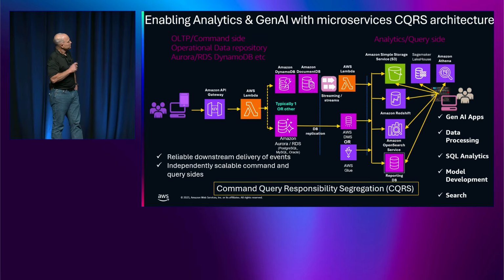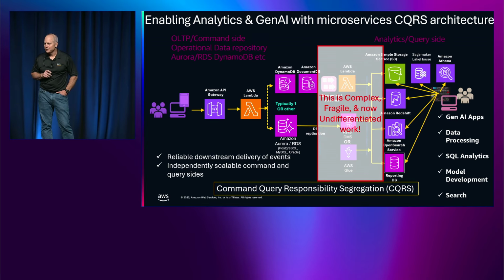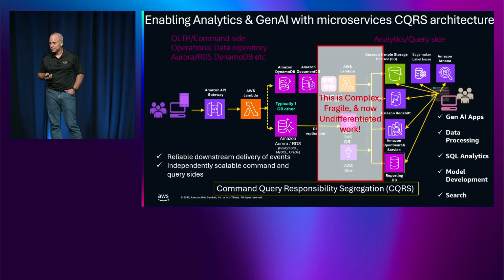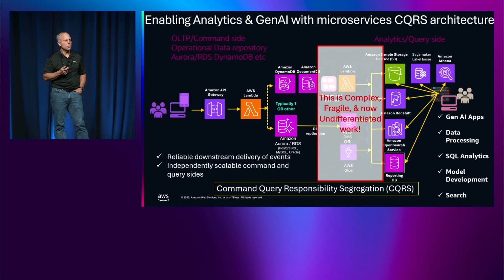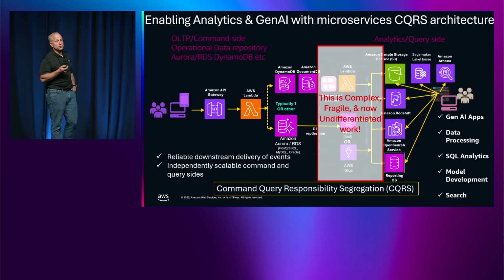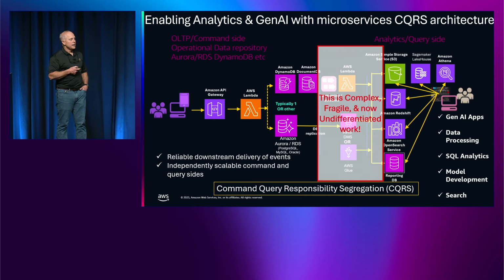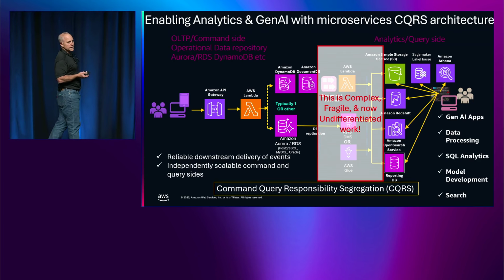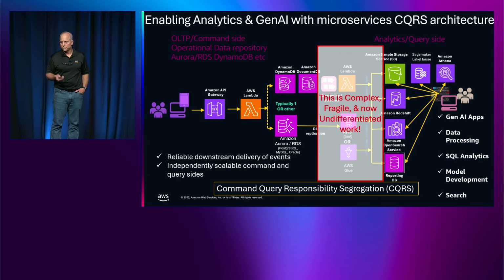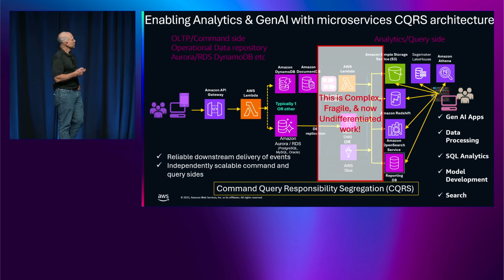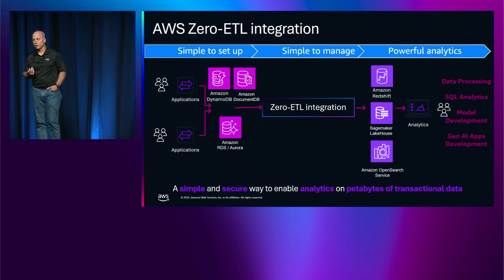Now, this part in the middle is the fun part, right? And this is the part that gets complex. We'll go into some of the reasons why it's complex. It's also fragile, right? Now with AWS zero-ETL, in a lot of cases, that's undifferentiated heavy lifting that you can offload to a managed service, right? So let's get into how that managed service is going to help you.